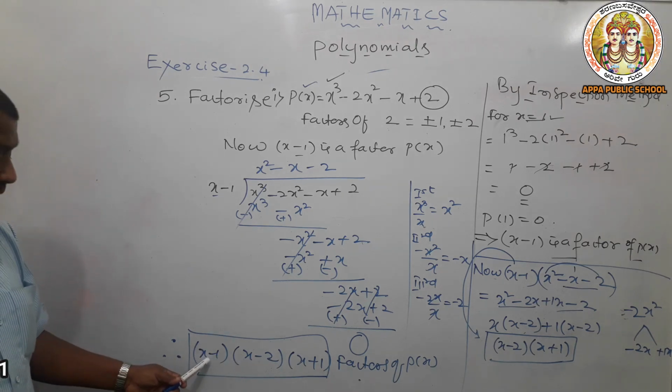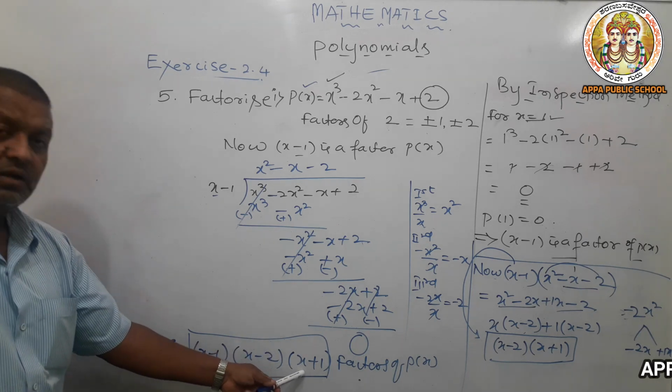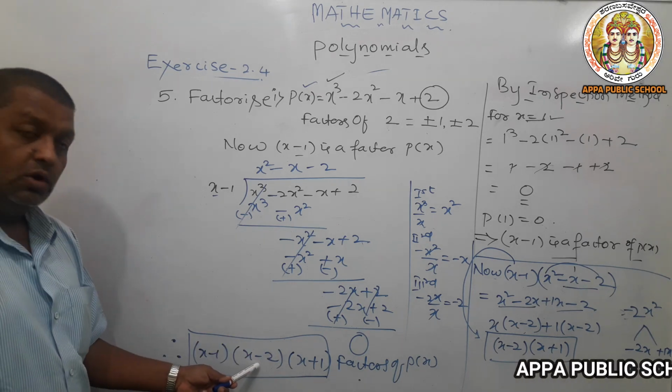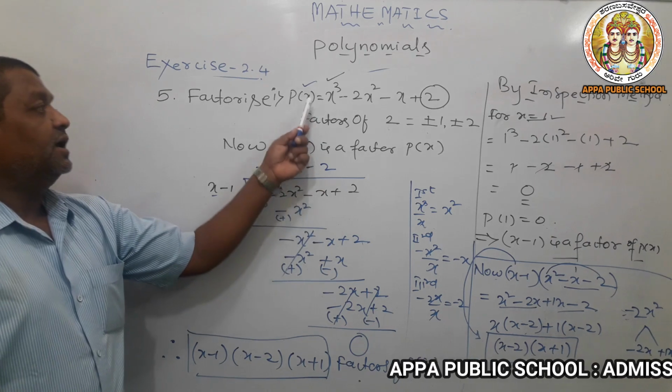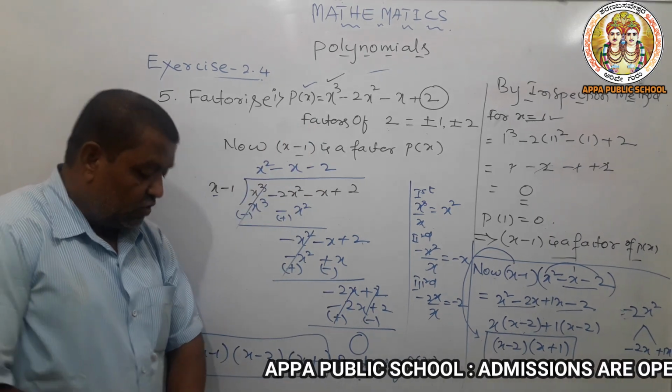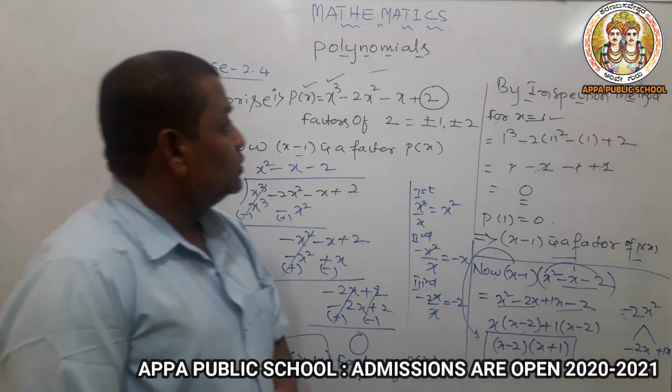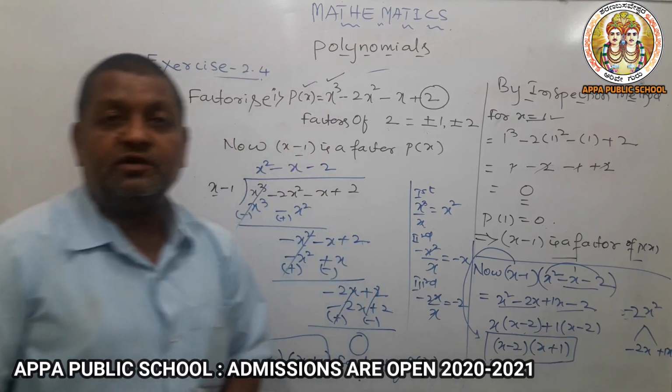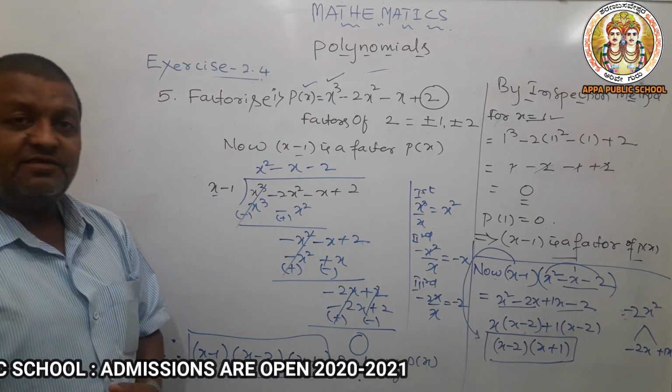Therefore, x minus 1, x plus 1, x minus 2 are the factors of the given polynomial. So in this way, we are going to solve another 2-3 sums in coming classes.